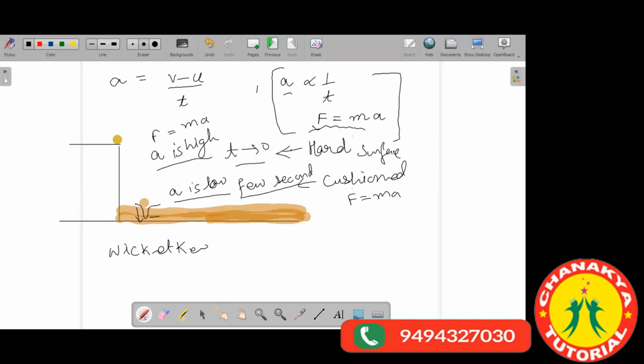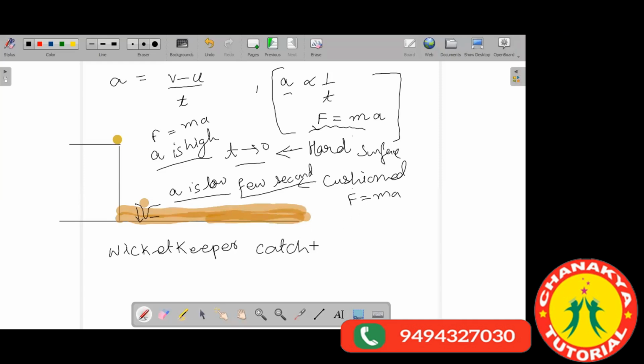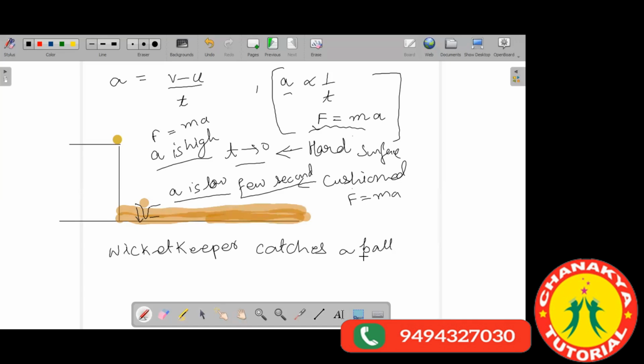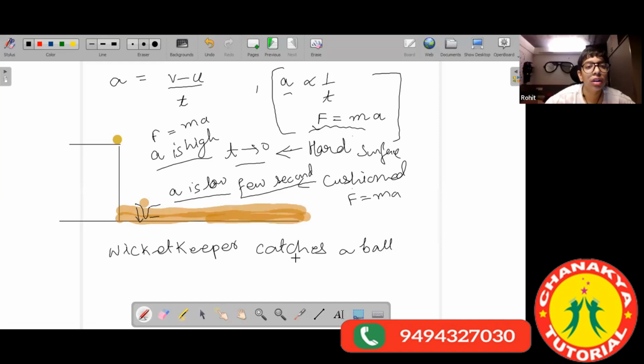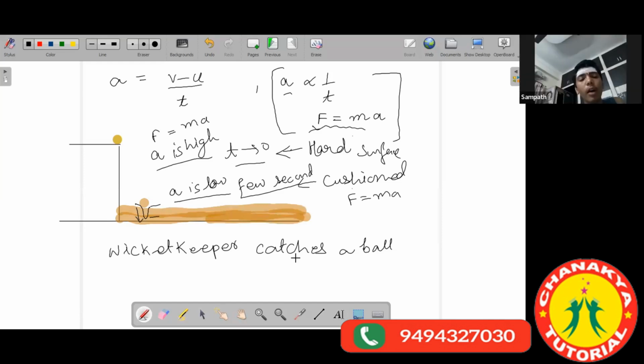I hope you must have observed a wicket keeper catching a ball. And do you observe him pulling his hands backward? Yes, sir. So why does he do that? Why does he have to pull his hands backwards? So that he can catch the ball. What will happen if he doesn't move his hands backward? Sir, the ball would have less time for the force to apply, so it might slip also.